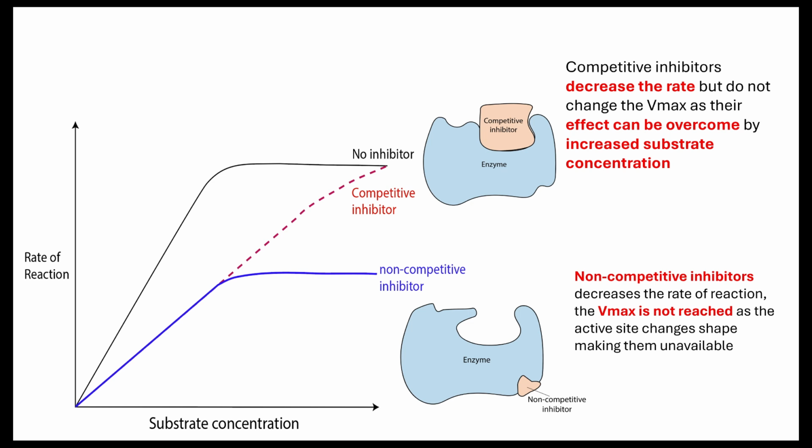So you can quite clearly see in a graph, whether you are looking at a competitive inhibitor, where the rate has been decreased but is working its way up to that Vmax point, or if you're looking at a non-competitive inhibitor, the plateau will be reached a lot quicker.